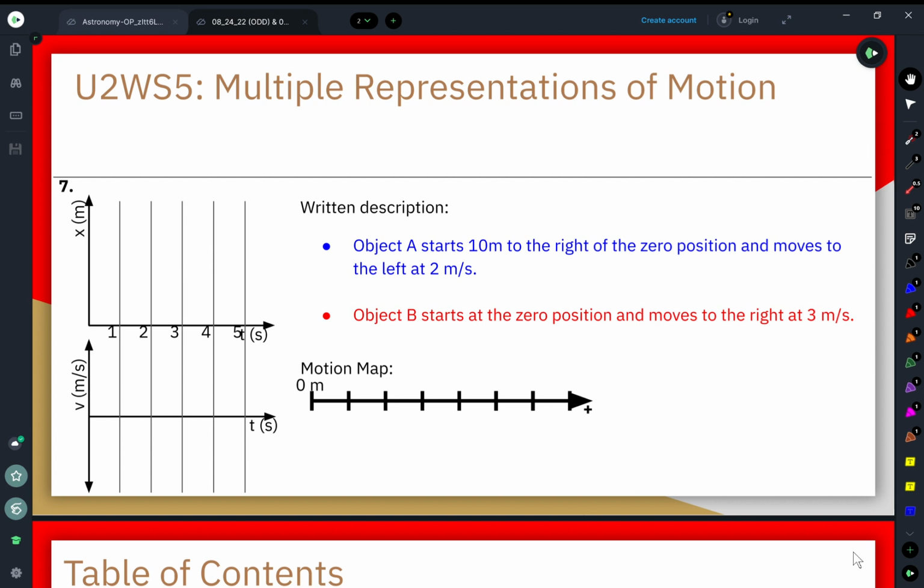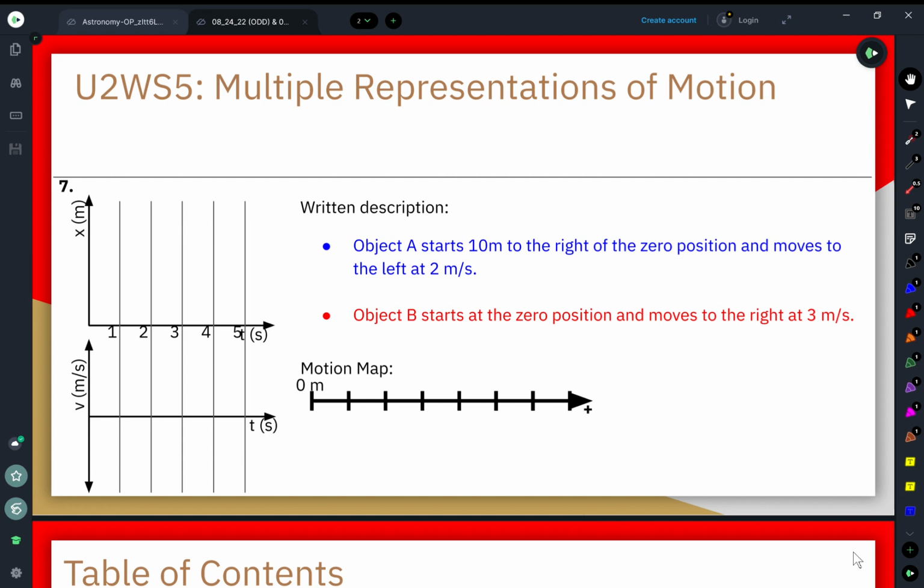For this problem, we are given the written description. Object A starts 10 meters to the right of the 0 position and moves to the left at 2 meters each second. Object B starts at the 0 position and moves to the right at 3 meters each second. So the very first thing that I'm going to do is set up my motion map. Because of the way that the written description is written, it'll make it really easy for me to set up a motion map.